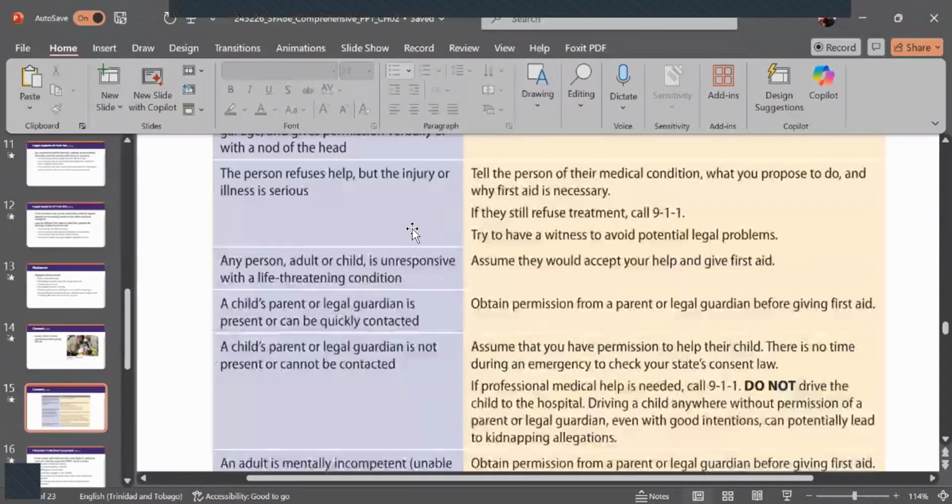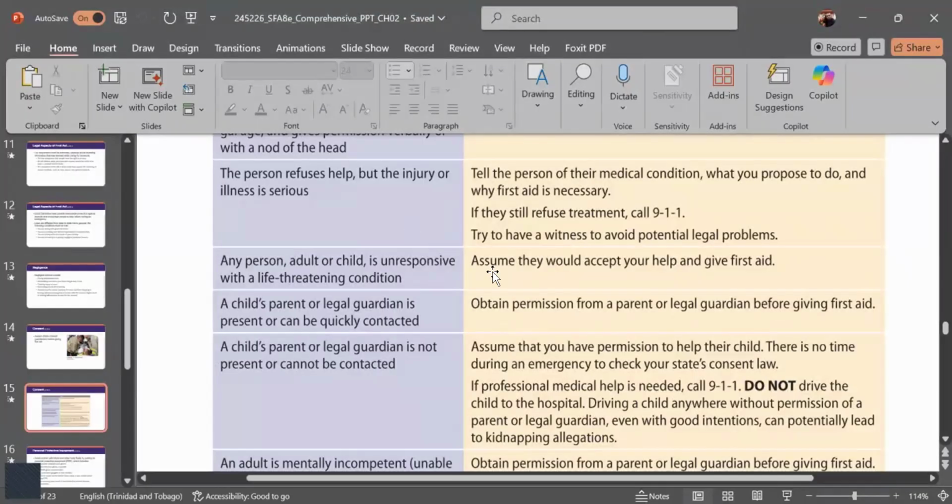If there's a parent or a legal guardian present, or they could be quickly contacted, obtain permission from them. But here's one part of it though we have to add. Do not delay treatment for a minor, and typically anybody who is under the age of 18 in Trinidad and Tobago, we class them as a minor, right? Even the teenagers, once you're under the age of 18, with the ambulance service, they need to get authorization from a parent or a guardian. Okay?